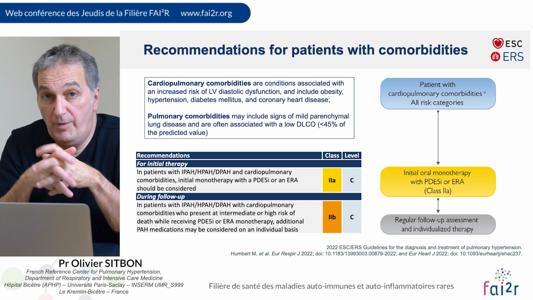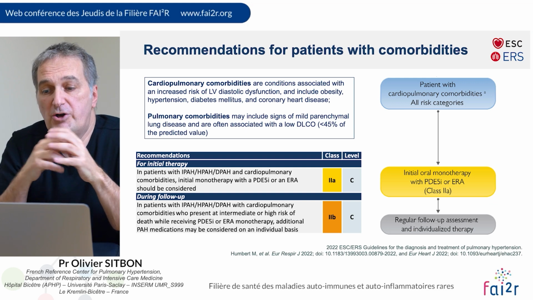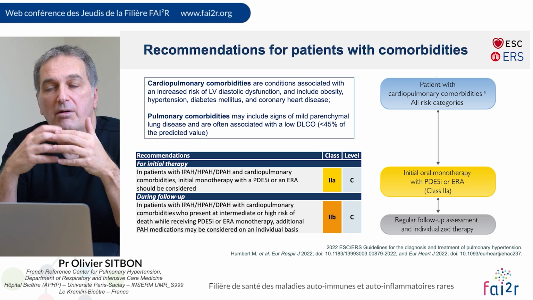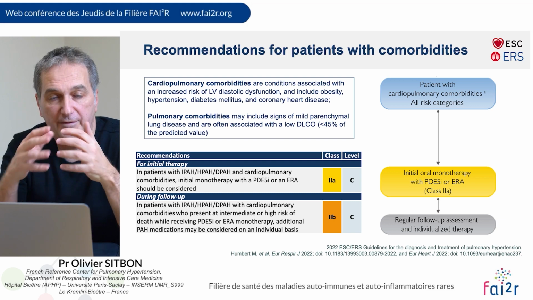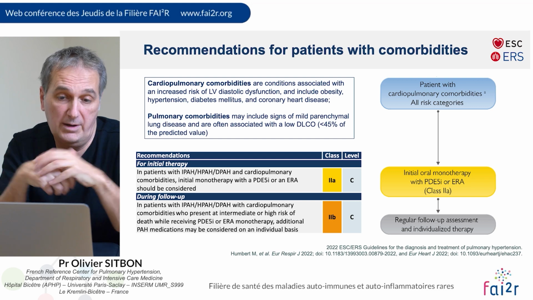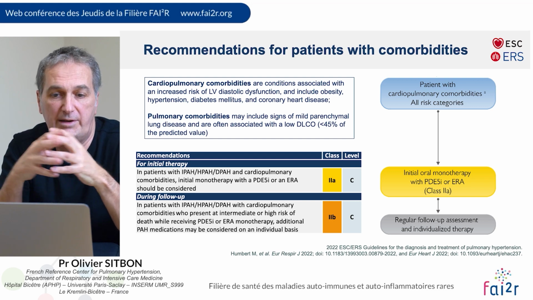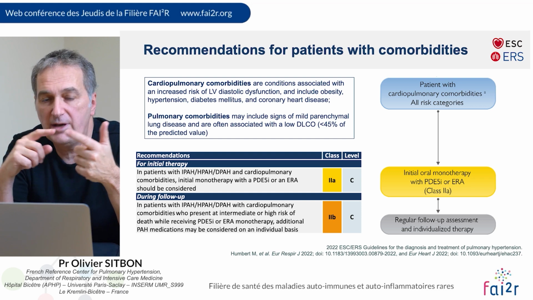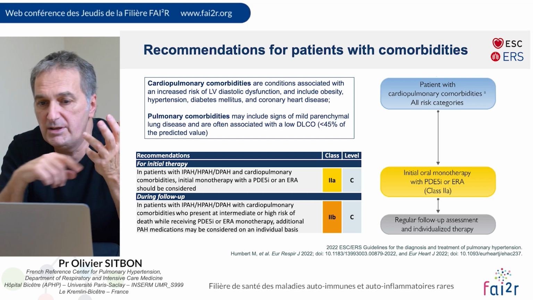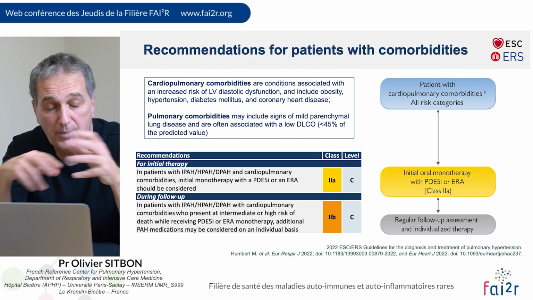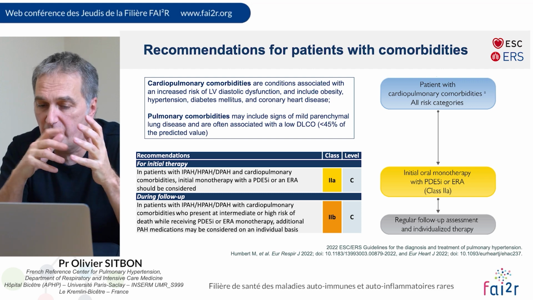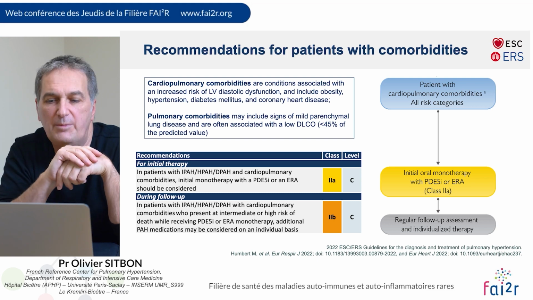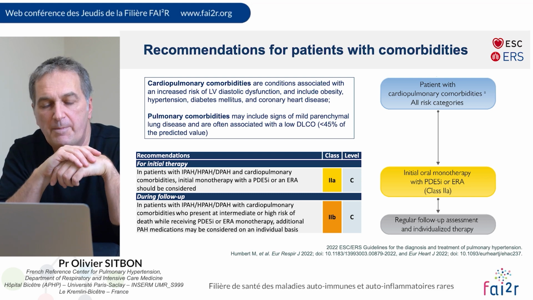Now we move to the patient with comorbidities. For the patient with comorbidities, that means a patient having an increased risk of left heart failure, in particular diastolic dysfunction. That's a patient with diabetes, hypertension, obesity, coronary heart disease, or a patient with pulmonary comorbidities with a very low DLCO. It's probably more difficult to interpret in patients with scleroderma.